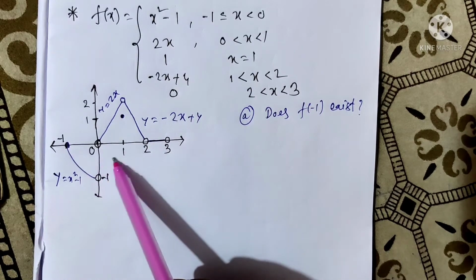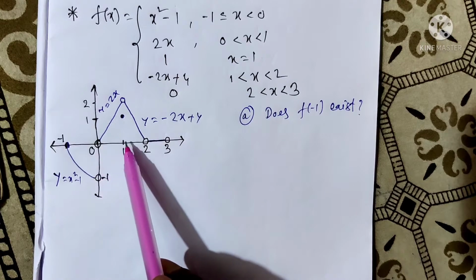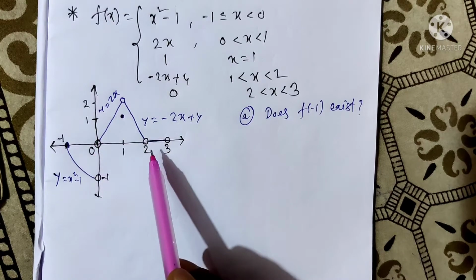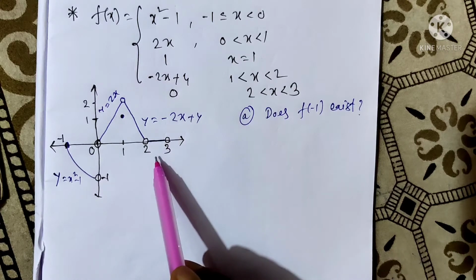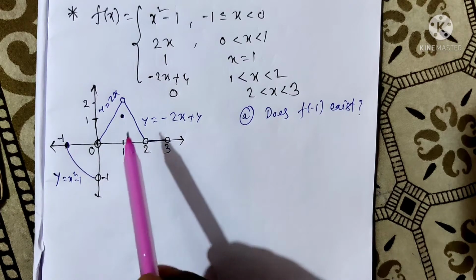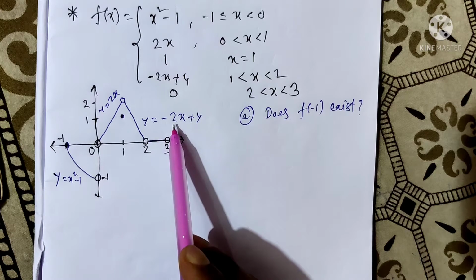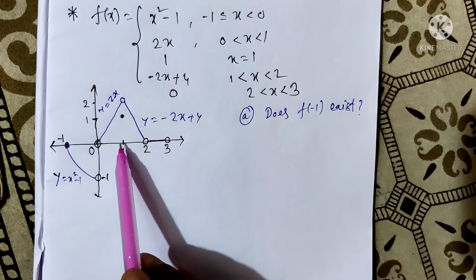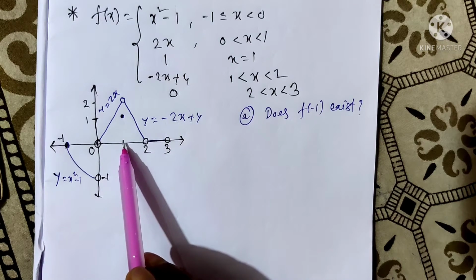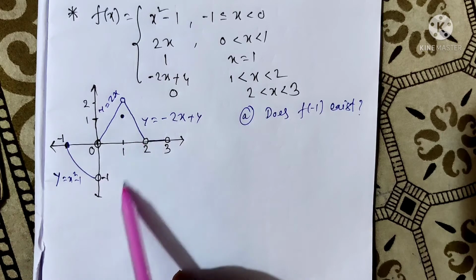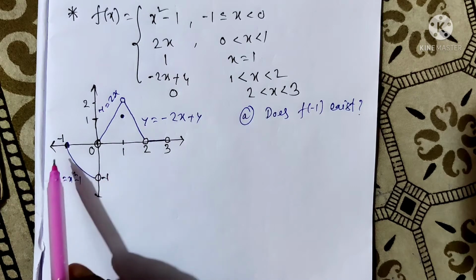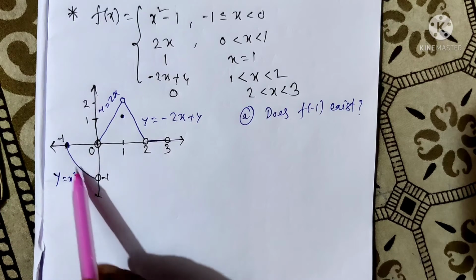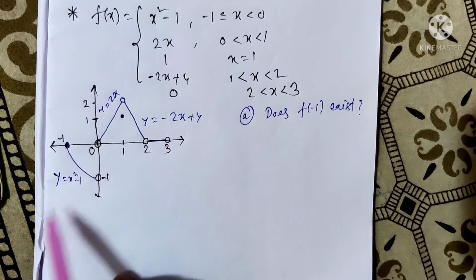For 0 to 1, y equals 2x. When x belongs to 2 to 3, it is 0, with 2 open and 3 open. The function is minus 2x plus 4 for 1 to 2, open. And from minus 1 to 0, the function is y equals x squared minus 1. This is the graph of the function.